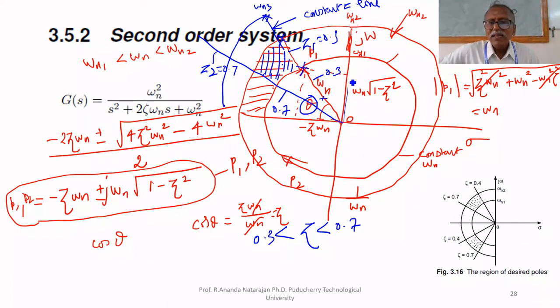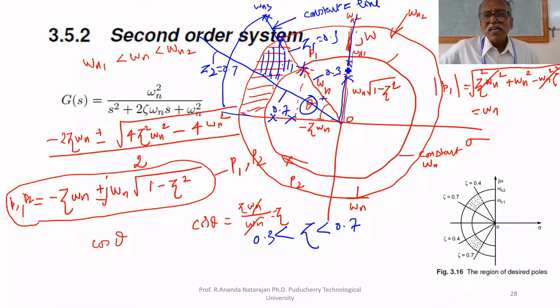If this line, what is the angle? 90. Cos 90 equal to 0. Therefore, zeta is 0. Sustained oscillation. That's why any poles on the j omega axis exhibit sustained oscillation. Here, what is the angle? If you select zeta here, the angle is 0. Cos 0 is 1. Zeta equal to 1, no oscillation. Critically damped. Zeta equal to 1 means critically damped. So if the pole is on the real axis, no oscillation.